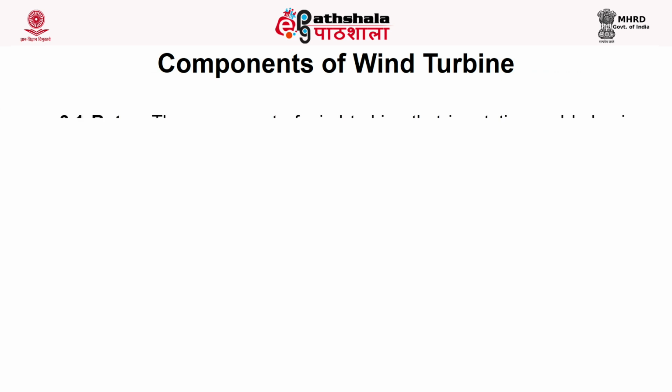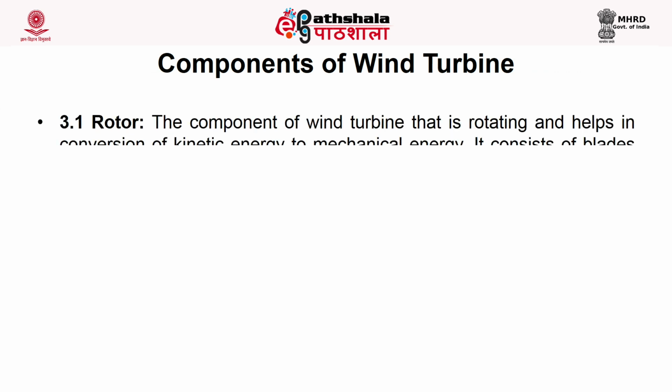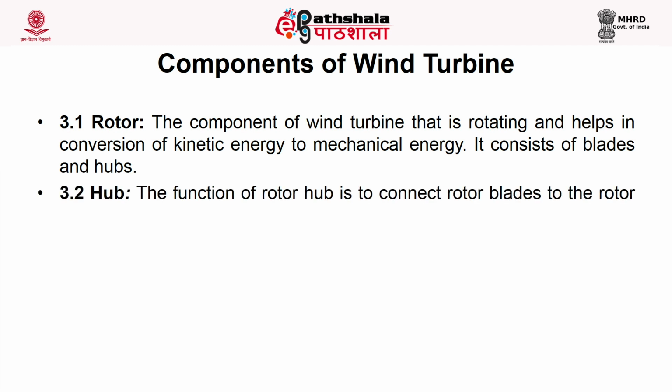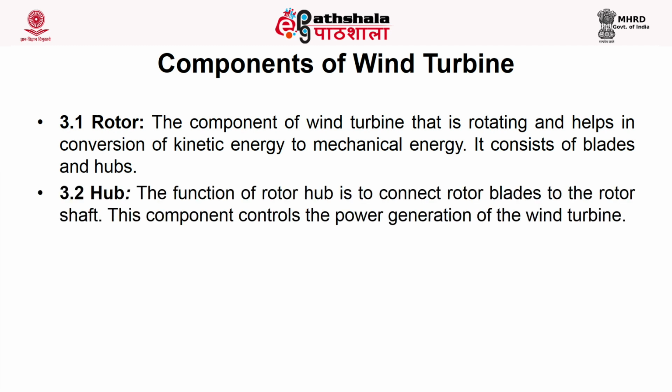Now we will see the components of the wind turbine in detail. Rotor: the component of the wind turbine that is rotating and helps in the conversion of kinetic energy to mechanical energy. It consists of blades and the hub. What is a hub? The function of the rotor hub is to connect the rotor blades to the rotor shaft. This component controls the power generation of the wind turbine.